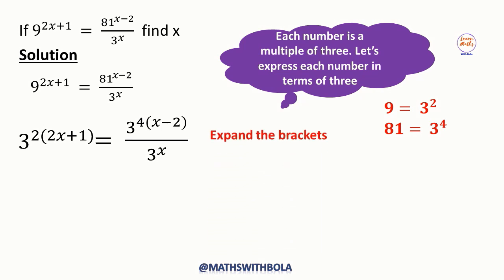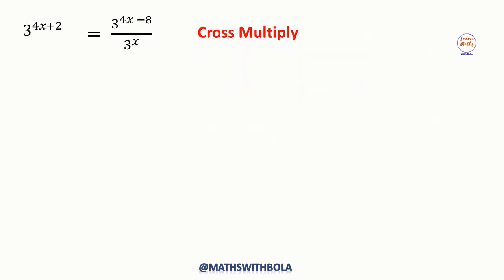So let's expand the bracket for those powers to simplify it. Then we'll have 3 raised to power 4x plus 2 will be equal to 3 raised to power 4x minus 8 over 3x. If you do not understand how we expanded the bracket, you can please watch the previous video about expansion of brackets and other forms of algebra like this.